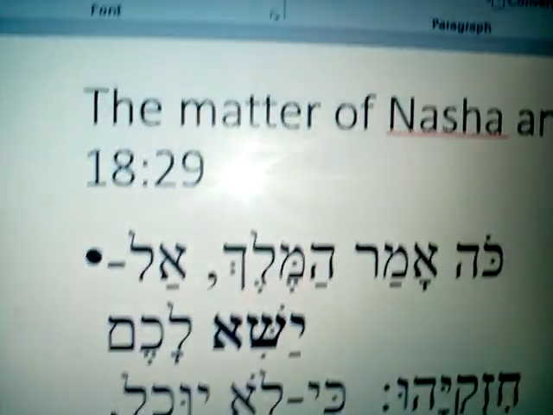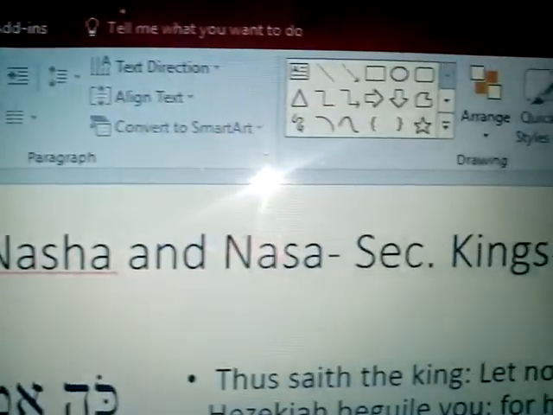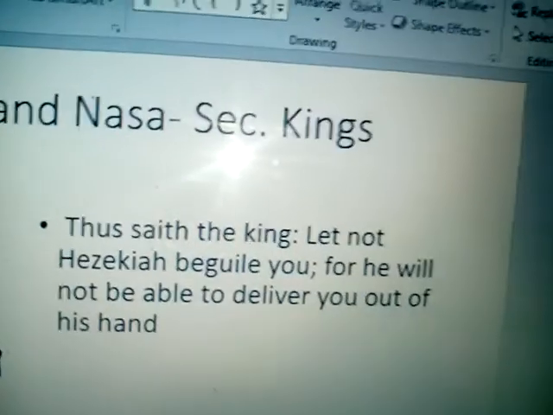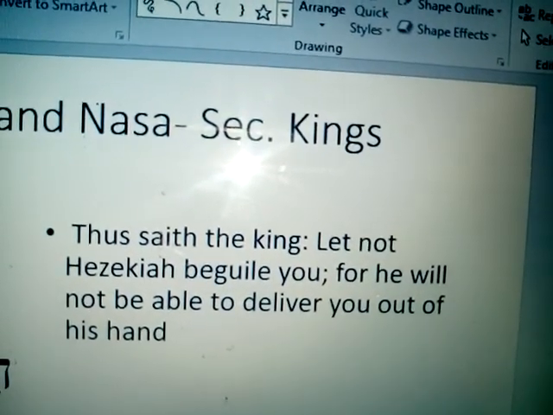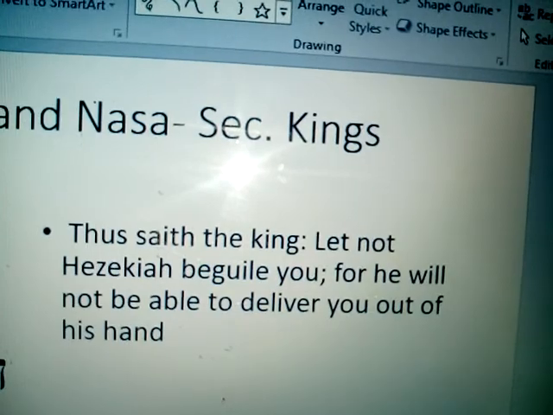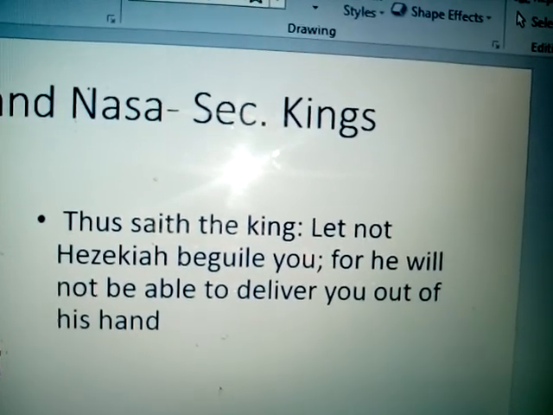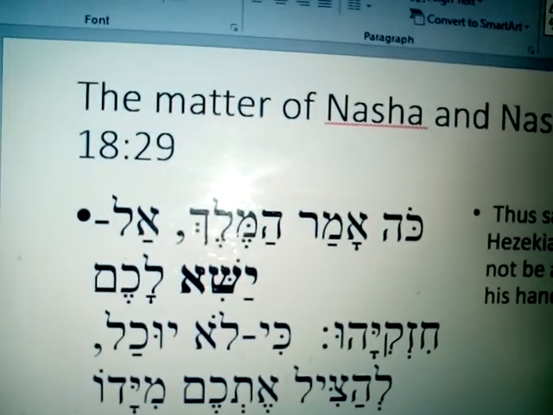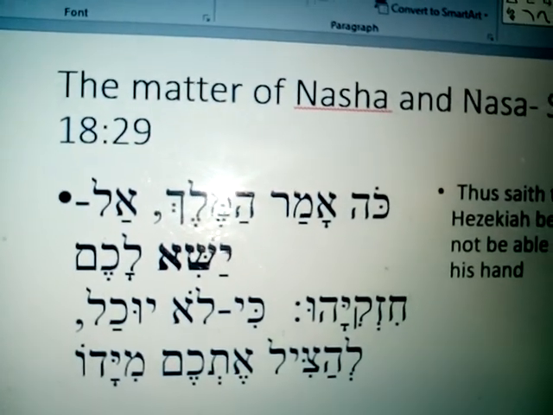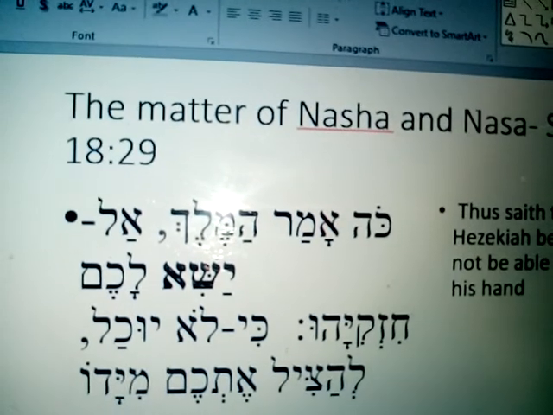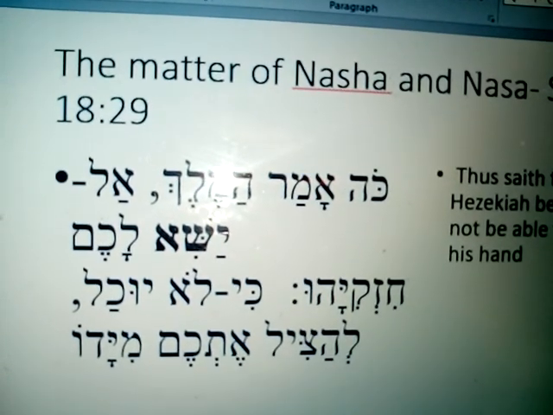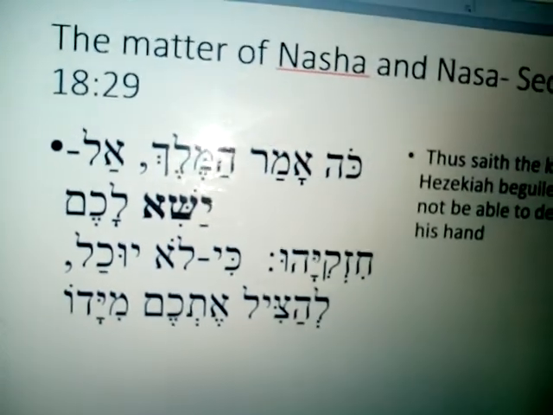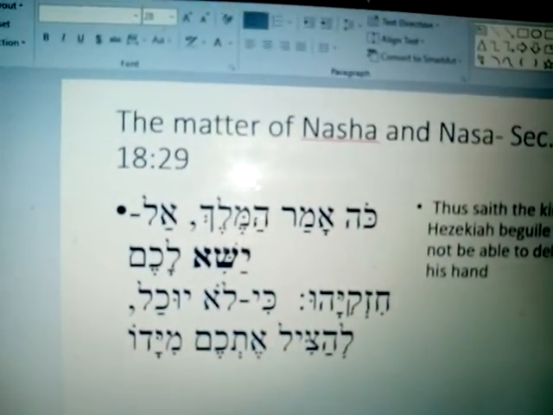Next we have the matter of Nasha and Nasa, 2 Kings chapter 18, verse 29. Thus saith the king, let not Hezekiah beguile you, for he will not be able to deliver you out of his hand. The Hebrew says the following: Ko Amar Hamelech Al Yashi La Kem Hizkiyahu Ki Lo Yukal Lehatzil Et Khem Miyado. So just wanted to point that out.